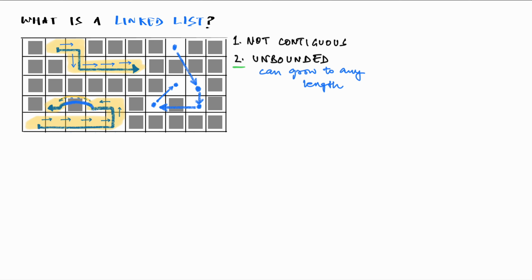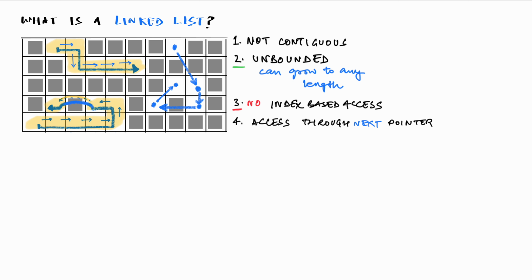As opposed to arrays, a linked list does not have index-based access, and you can only access elements via a next pointer. We will see an example soon. Also, as we saw earlier, that ArrayList could have unused memory, but in case of LinkedList, there is no unused memory.